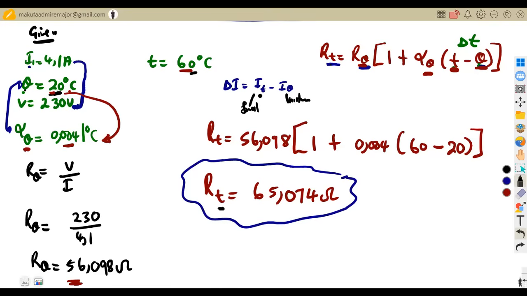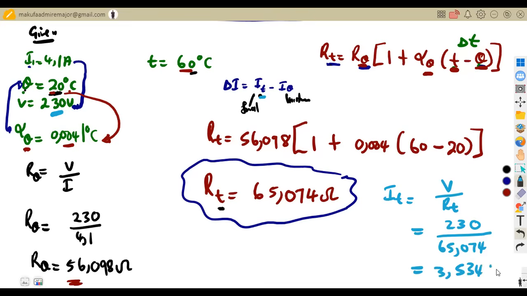So what is going to be the current, because we want the change in current. The current at the final temperature is going to be the voltage over the resistance at the final temperature. So remember, our voltage is 230 divided by our final resistance at 60 degrees Celsius, that's 65.074. So that is going to give us 3,534 amps. This is the current corresponding to the final temperature of 60 degrees Celsius.